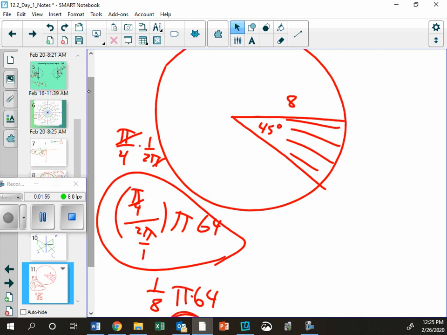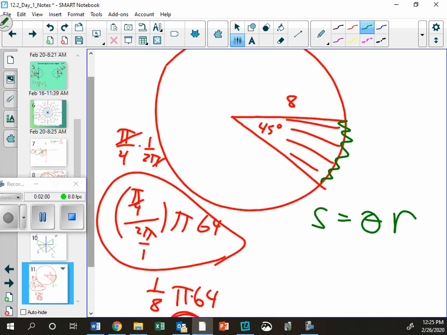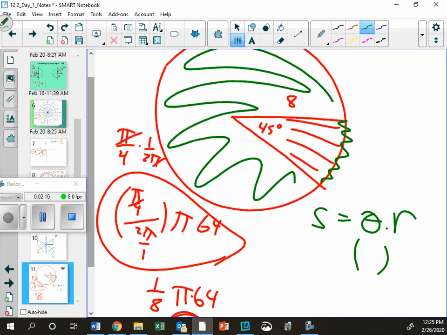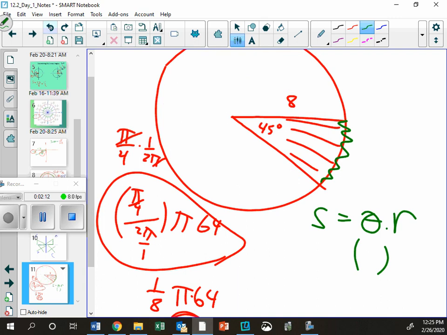And then what if you needed to find this little guy? That is called an arc length. That was the last one, and it's S equals theta r. Theta needs to be in radians. So theta is not 7 pi over 4. Why? Because then you'd be finding the arc that goes all the way around that part. This is the part of the fraction of the circle that we want. So again, it's just 45, which in radians is pi over 4, times the radius, which is 8. That's 8 pi over 4, also known as 2 pi.